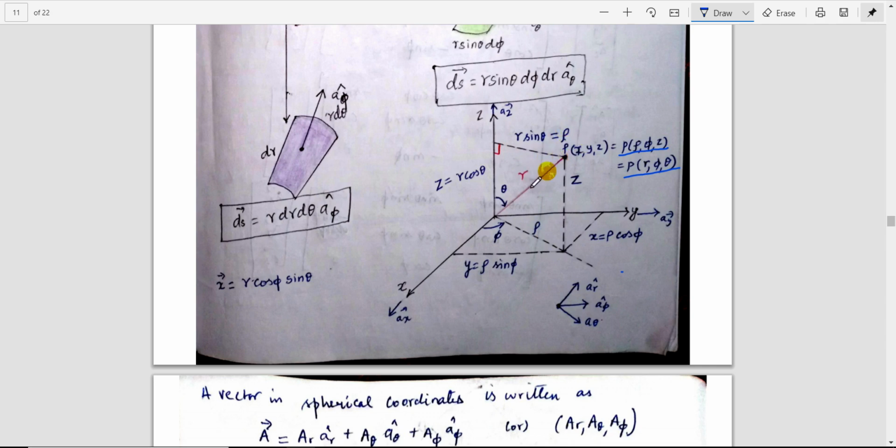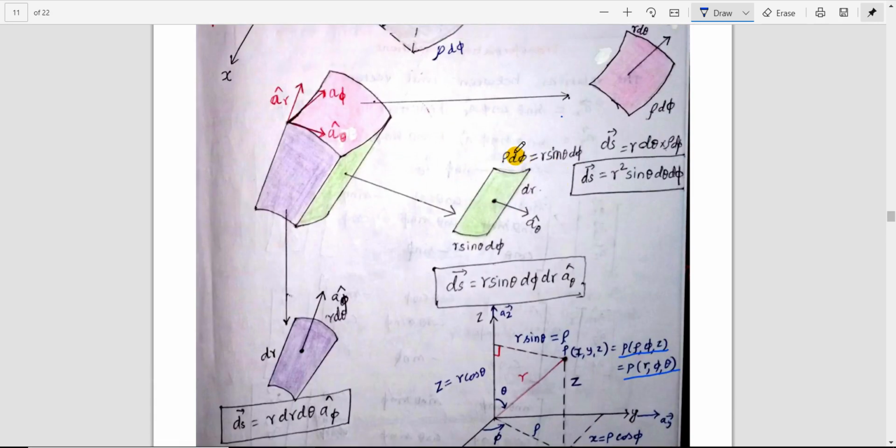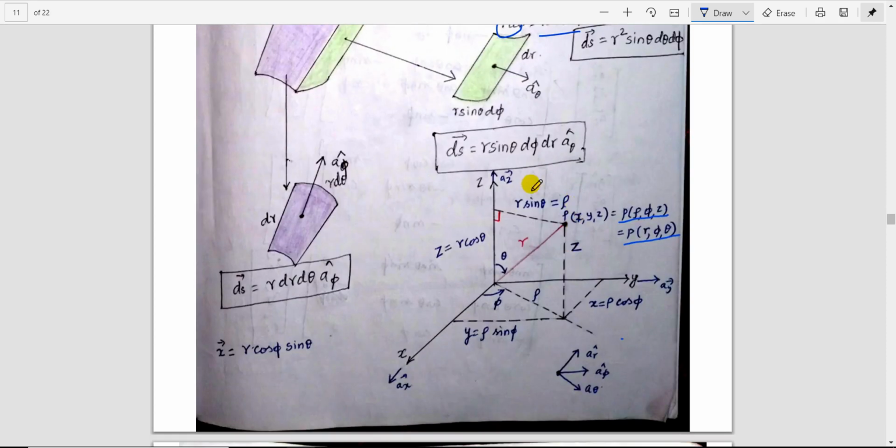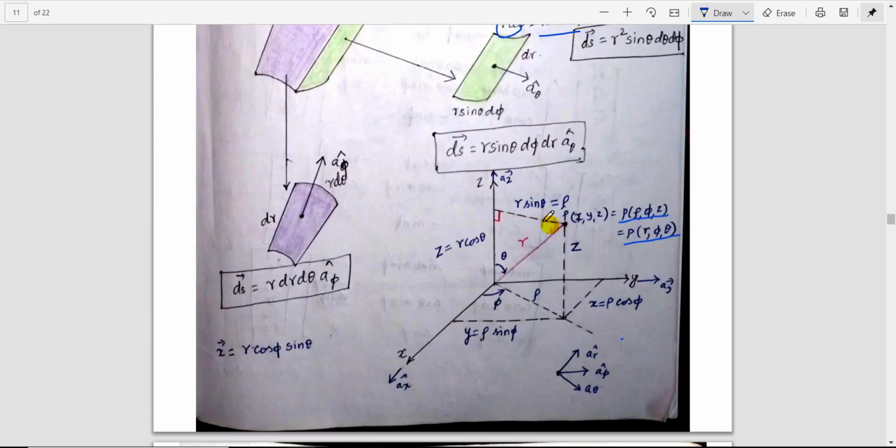So if this is going to be rho, and we define this as the theta angle, then you can represent this rho as r into sine theta. That's why we have represented rho here as r into sine theta. Okay, so this is the reason for making this rho as r sine theta over here. So this is r into sine theta. So this is going to be rho.